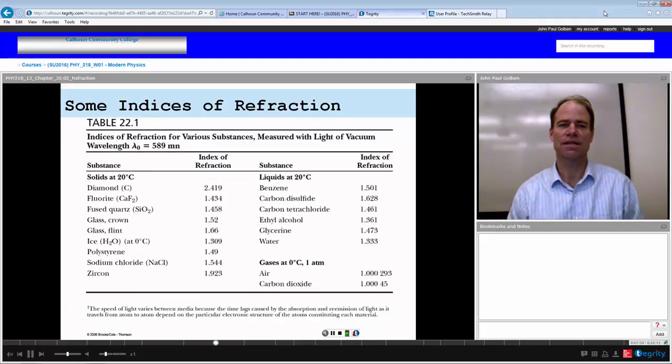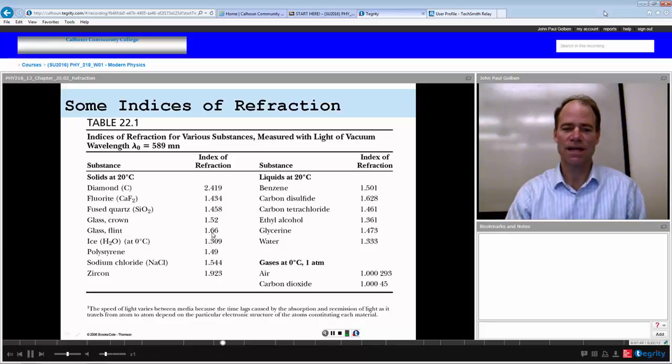Here are some indices of refraction. The largest one we can see is diamond, pure carbon in a nice organized form. It has an index of refraction of 2.419. And we look at glass. Generally, we're going to treat glass as being about 1.5. Different kinds of glass. Sodium chloride as well, about 1.5. We get to zircon, 1.9. So that's not too bad.